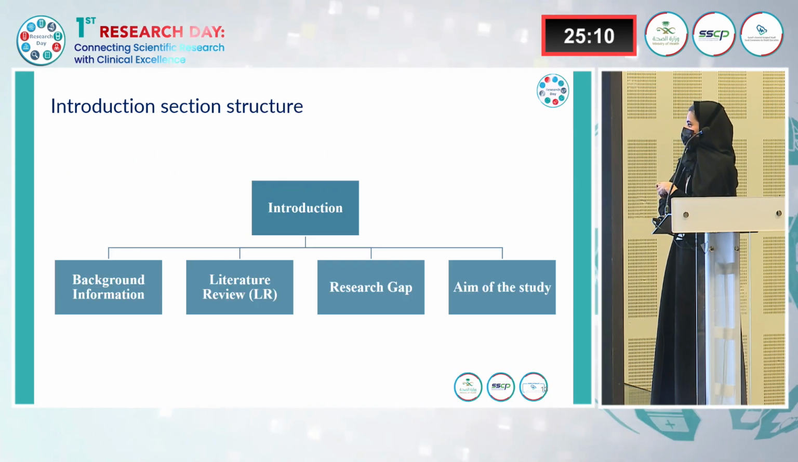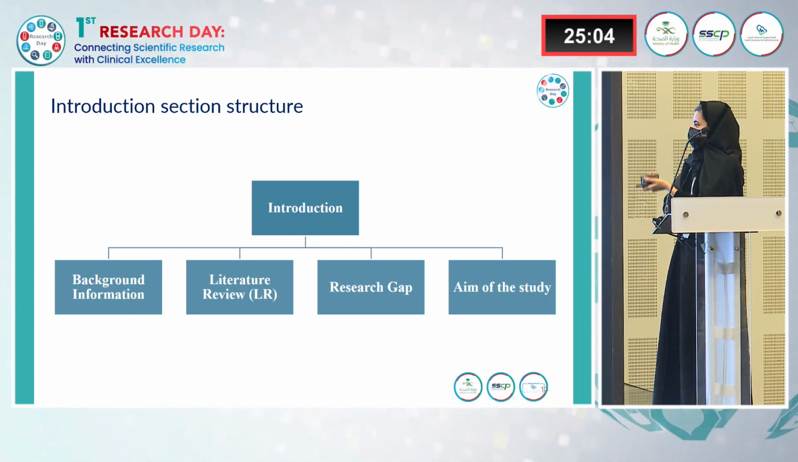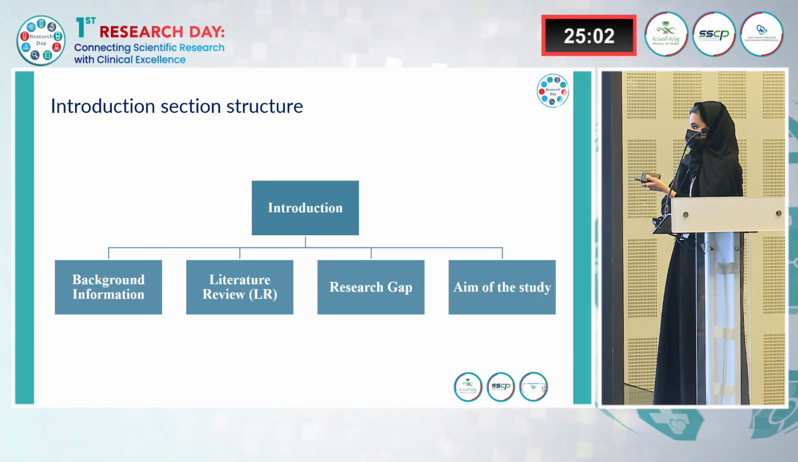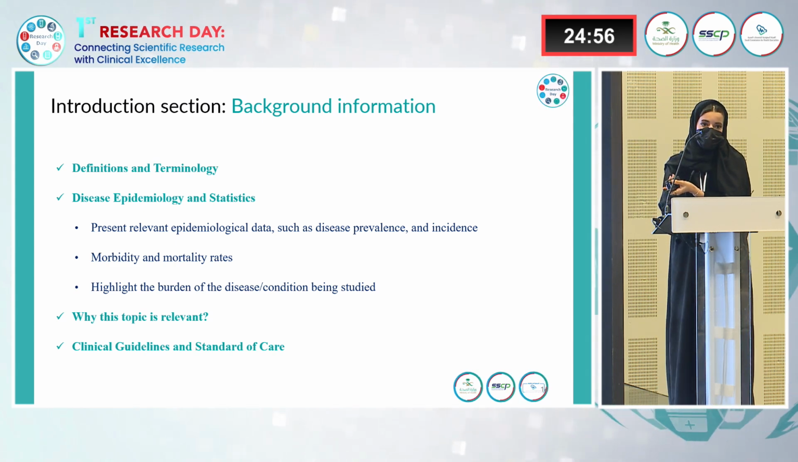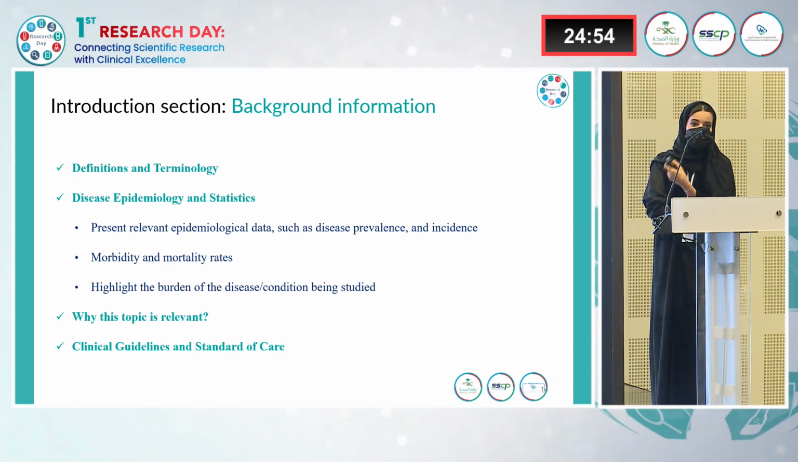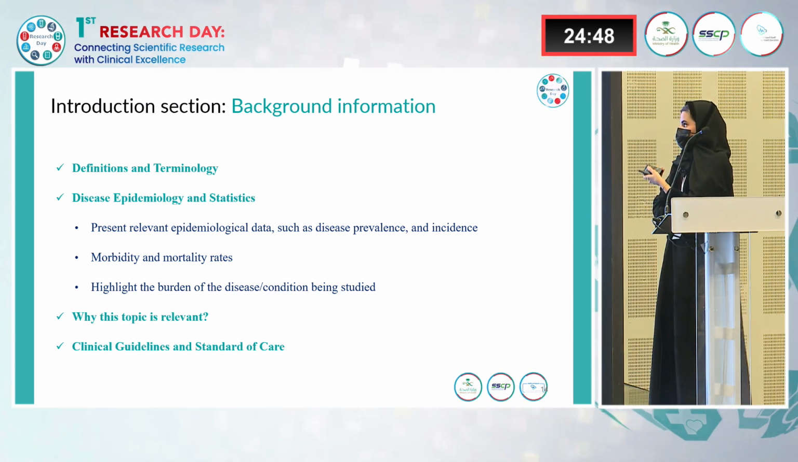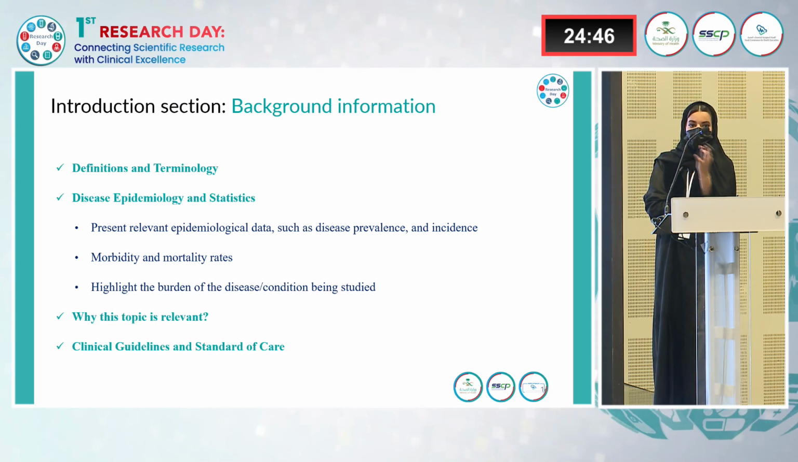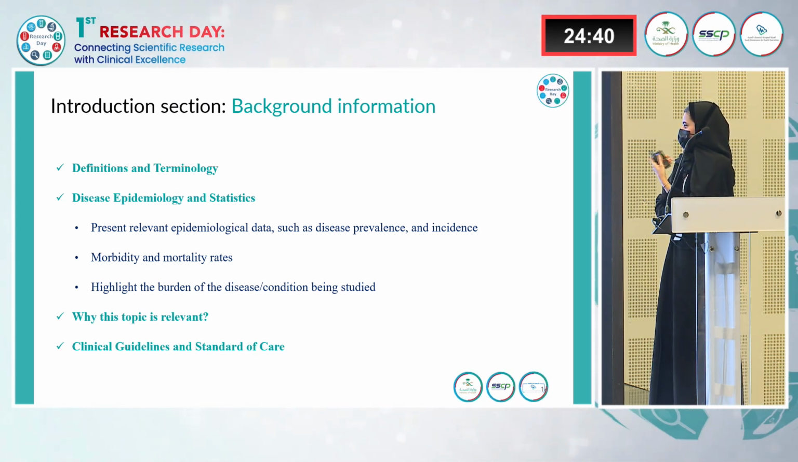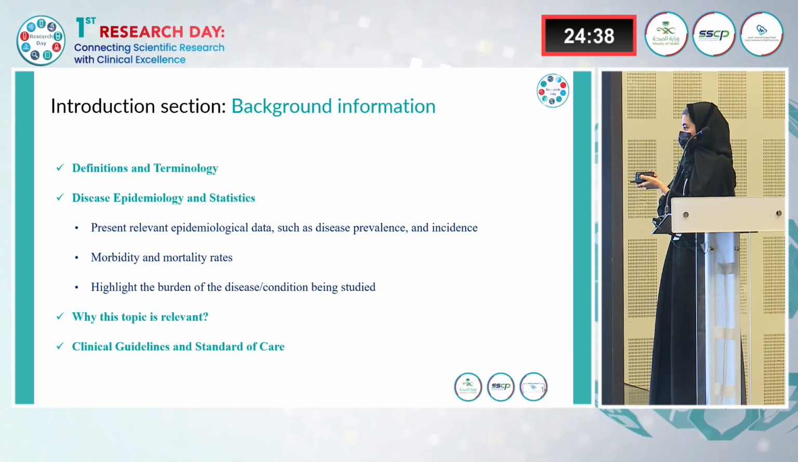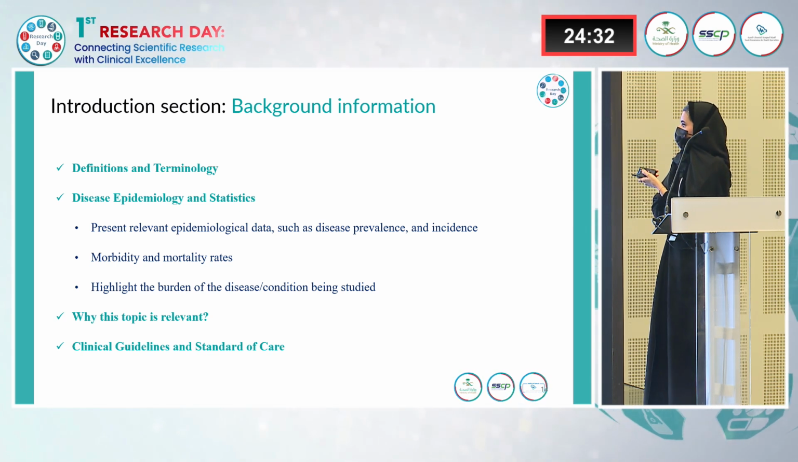The introduction section structure includes a paragraph for the background information, another paragraph for the literature review, then the research gap, and the aim of the study. For the background information, you should add any definition and terminology related to the disease that you are studying, the disease epidemiology and statistics. And why is epidemiology important? Because those numbers reflect how common and important this disease is to be studied, including morbidity and mortality rates, why the topic is relevant, and the clinical guidelines or standards of care that already exist on the topic.